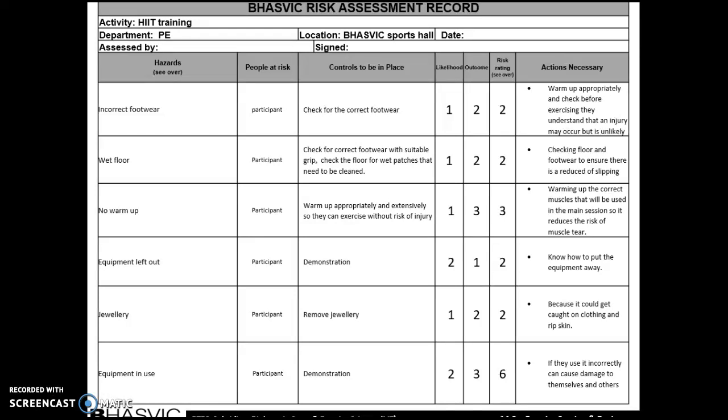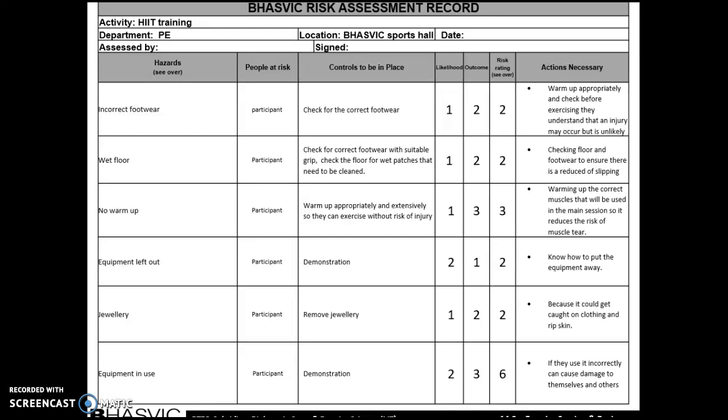Incorrect warm up or not an effective warm up. If they don't warm up appropriately, it can mean their muscles are tight and cold. When they actually do the exercise, because it's high intensity, they'll try and do a high intensity movement, and it will put a strain on the muscle when it's not ready to be strained. It's not warm and pliable, so it can rip and tear.